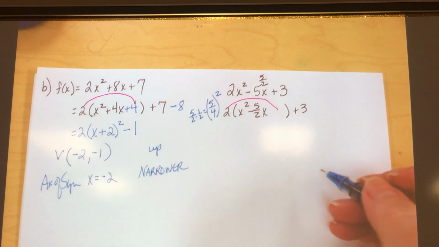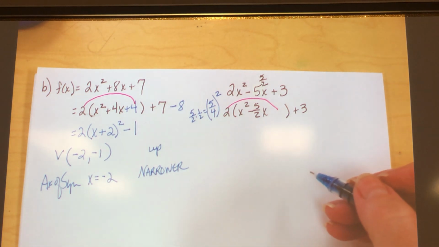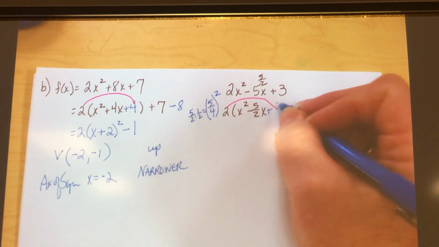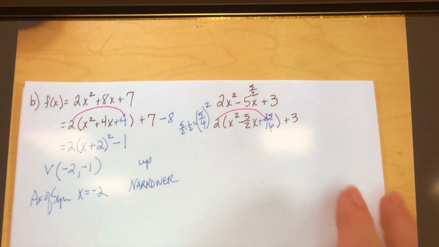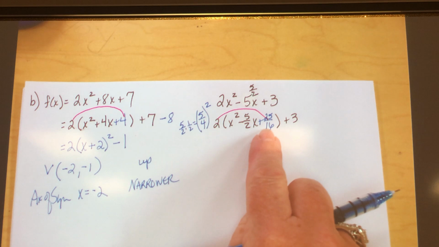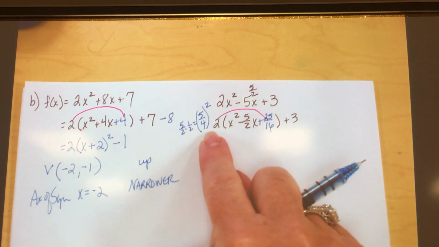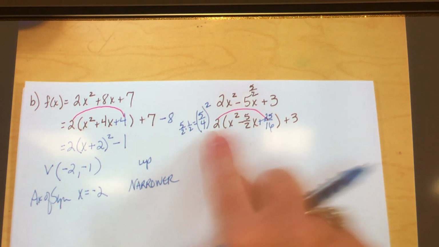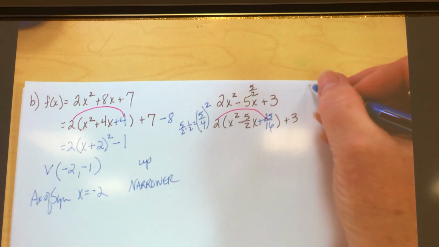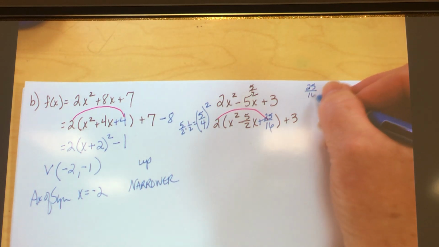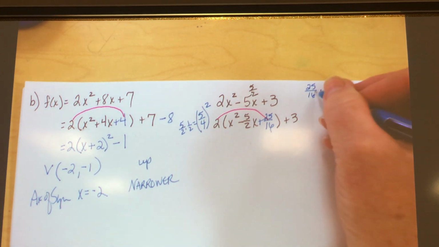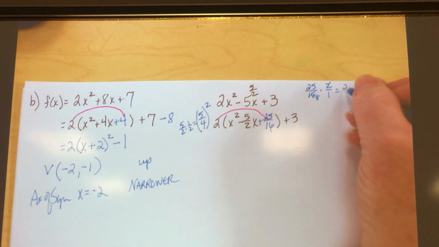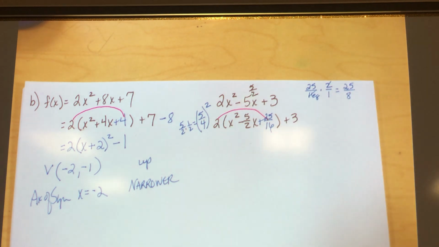You know how you square a fraction? You square the top, you square the bottom. What's 5 squared? 25. And 4 squared, 16. Okay? So it looks like I added 25/16, but I gotta multiply it by 2. If you don't know what that is, go over here and do a little chicken scratch. 25/16 times 2/1. Always cross cancel, guys. So 25/8. You with me?